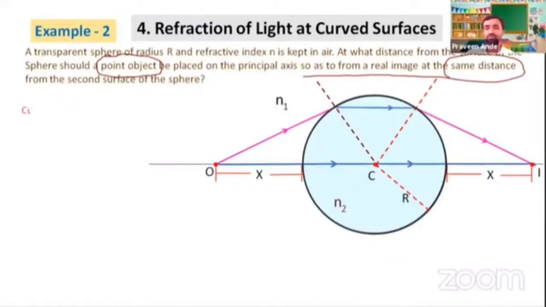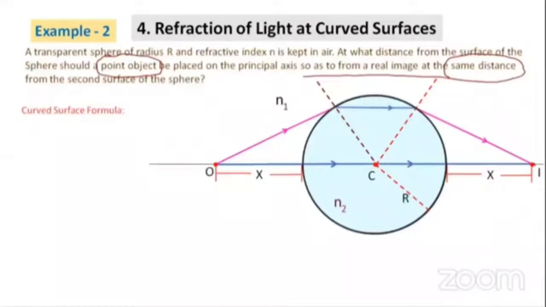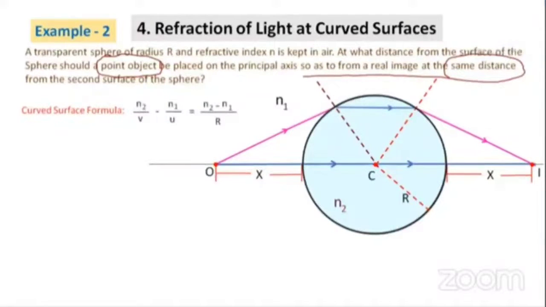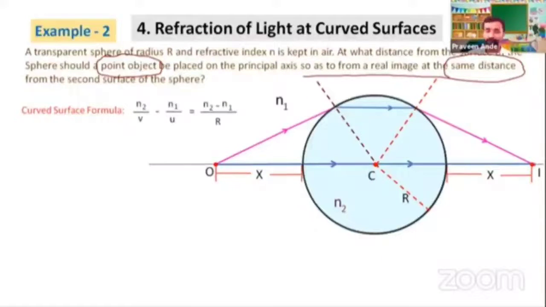Now let us start solving. Which surface formula is required here? Curved surface, because the sphere is a curved surface. Maybe a different shape but curved. So what is the curved surface formula? n2 by v minus n1 by u is equal to (n2 minus n1) by R. So what is n2 here? The refractive index of the second medium. n1 is the refractive index of the first medium. Do you know those values?